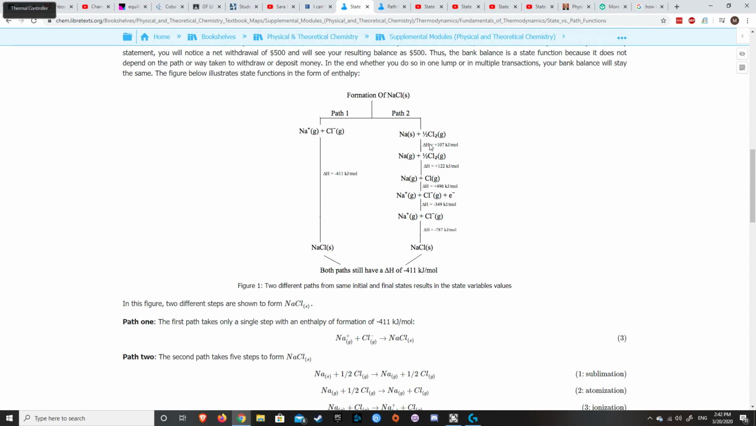So if you take out your calculator right now and add all of these values together, we're going to come out to the same value, that both paths still have a change in enthalpy of 411 kilojoules, even though the work that you'd have to do as a chemist through these steps is much different. And the heat that you need to add to the systems is much different too in these circumstances. So yeah.